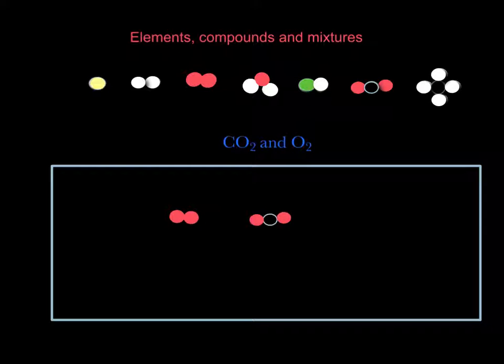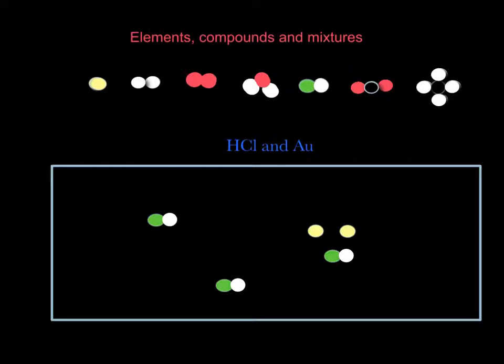This is an example of CO2 and O2 because there is two oxygen atoms and two oxygen atoms and one carbon atom. And it's also a mixture. This is a mixture of gold and HCl because there's HCl here, HCl here, HCl here, and Au here, and here.